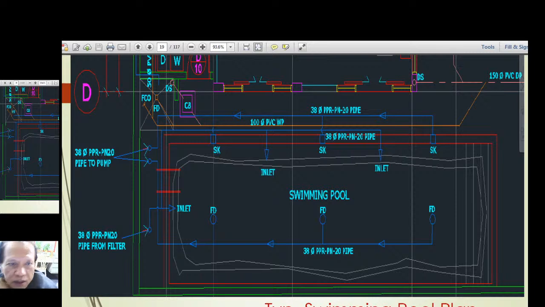Okay, and here is another one, which is, let me check the length. I cannot see the length and the width, but anyway, there are the pipings in here, and the floor drain, the inlet. You have piping to the filter, piping to the pump, and what else? And the piping for the inlet, 38 diameter PPR.